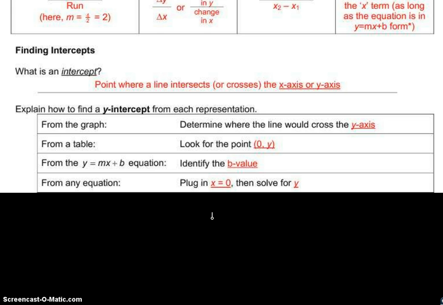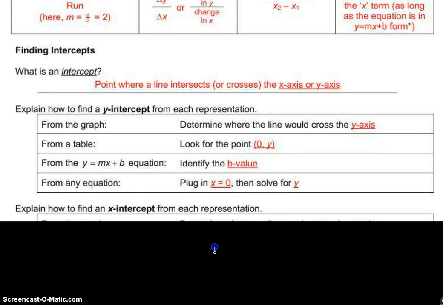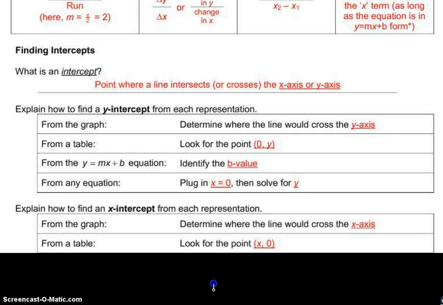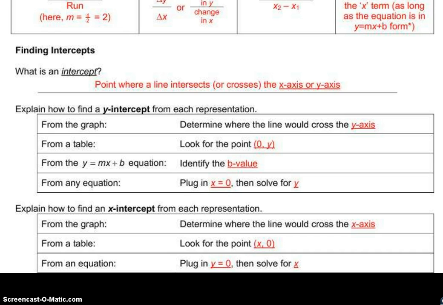So what if we're trying to find an x-intercept? Here, if I have a graph, I'm going to determine where the line crosses the x-axis. From a table, I'm going to look at the point x comma 0, again, x being the number where it crosses the x-axis. And for an equation, I'm going to plug in y equals 0, and then I'm going to solve for x. Now, we're going to use this information in a little bit to work some of the examples.